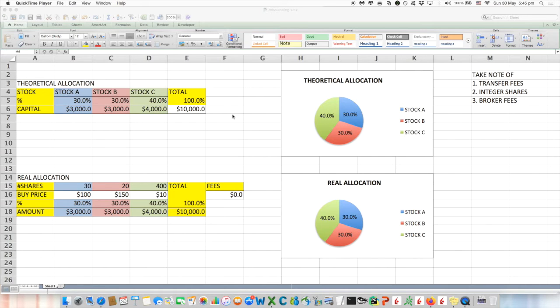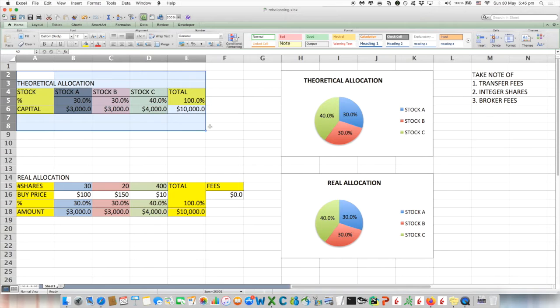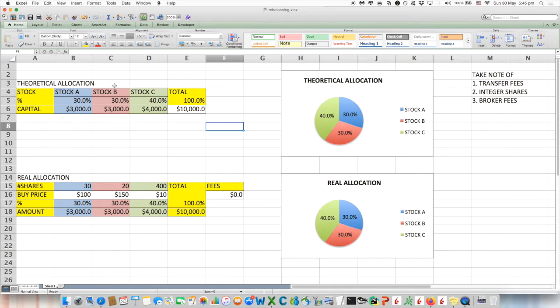But for this one, again, I want to discuss how we can implement for real the idea of creating a portfolio. And I want you to focus on this part first, okay? This is the theoretical allocation. So imagine that the course gives you this allocation, say, okay, you have to buy stock A, stock B, stock C, and stock A you buy 30%, stock B 30%, and stock C 40%. So the total is 100%.